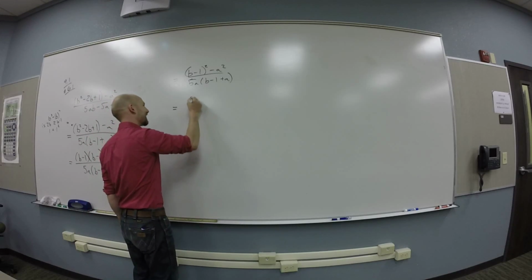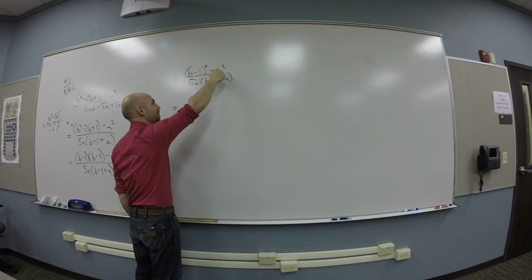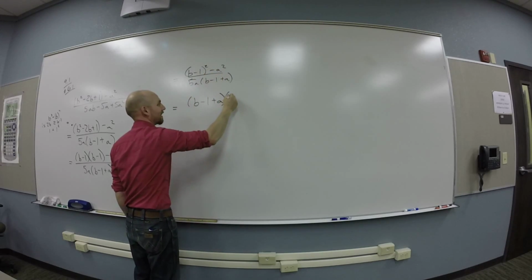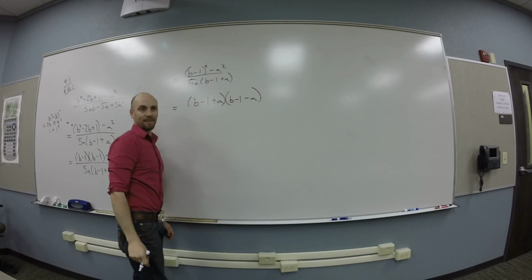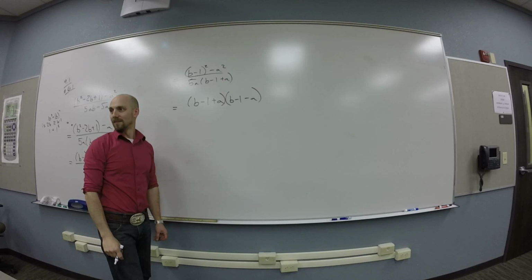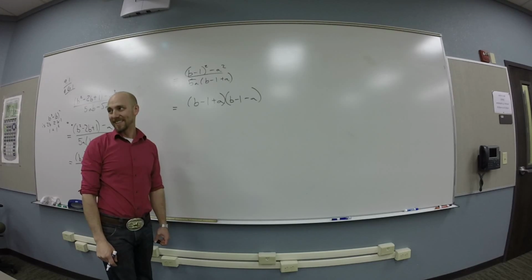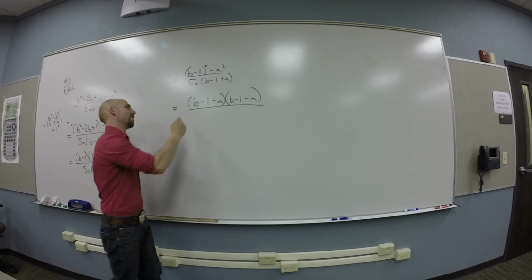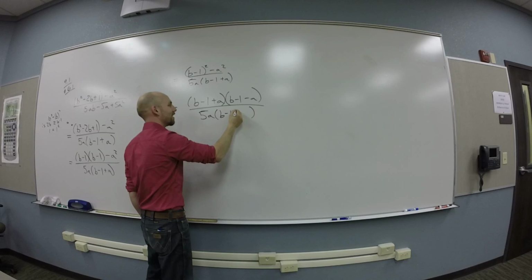Oh, nice. b minus 1, this thing plus that thing, times this thing minus that thing. You guys see that? These are hard. You need to practice these. And on the bottom, we've got a 5a times b minus 1 plus a.